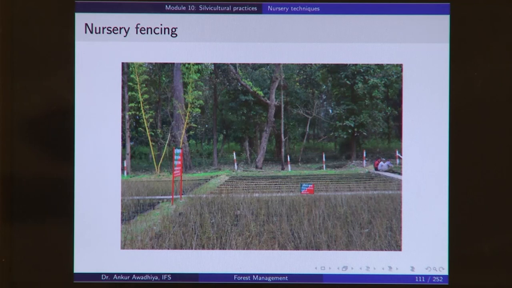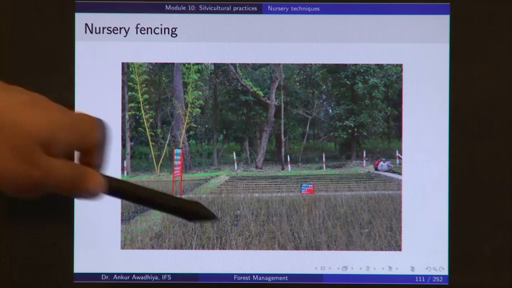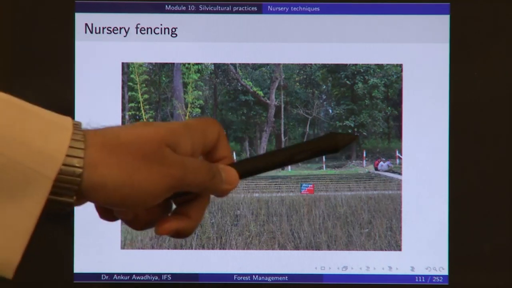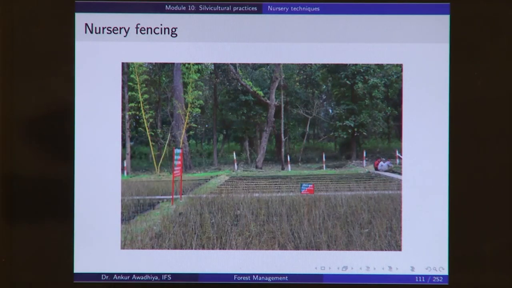Now, fencing is very crucial for a nursery. If you did not have fencing here, then the animals would be able to get inside. Here we can see the fencing poles and the barbed wire that is running around.